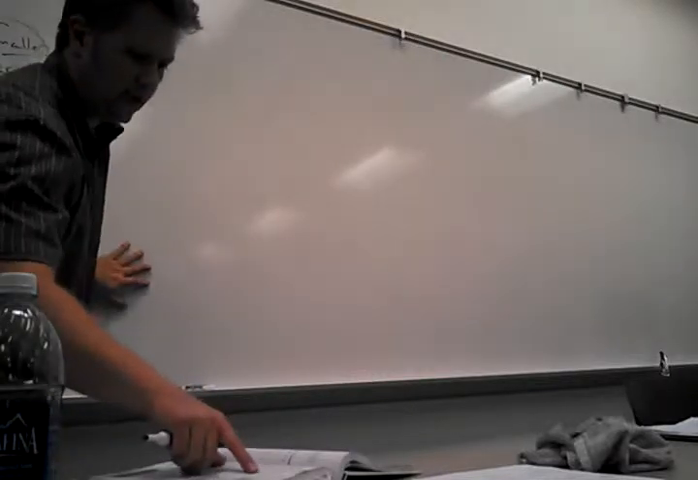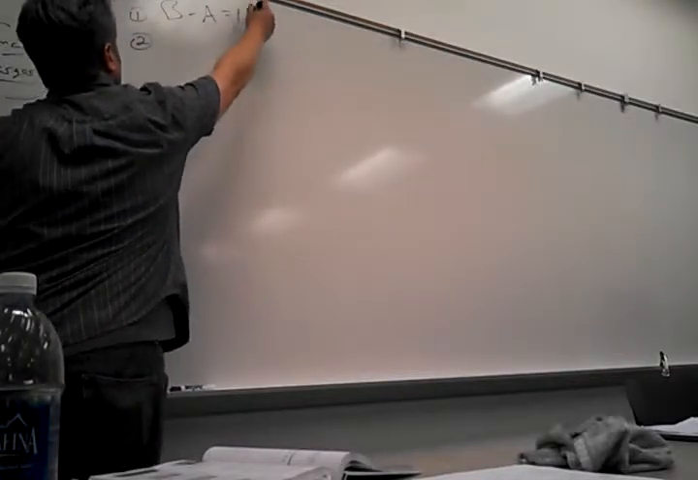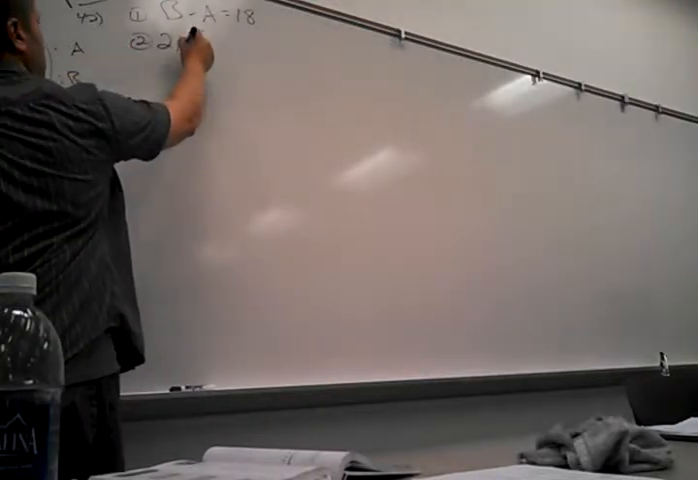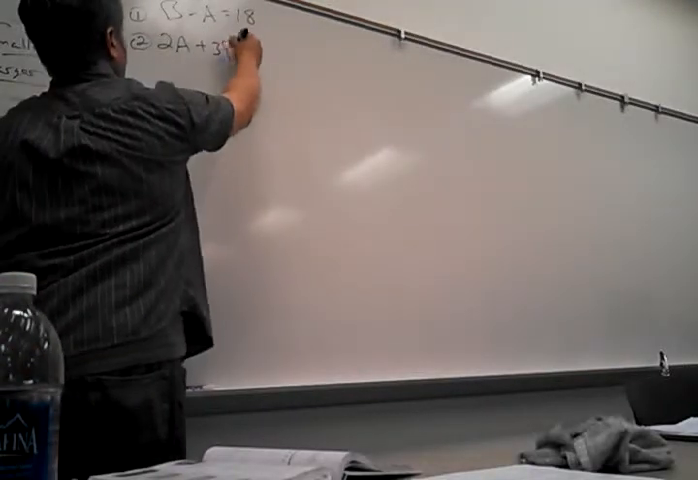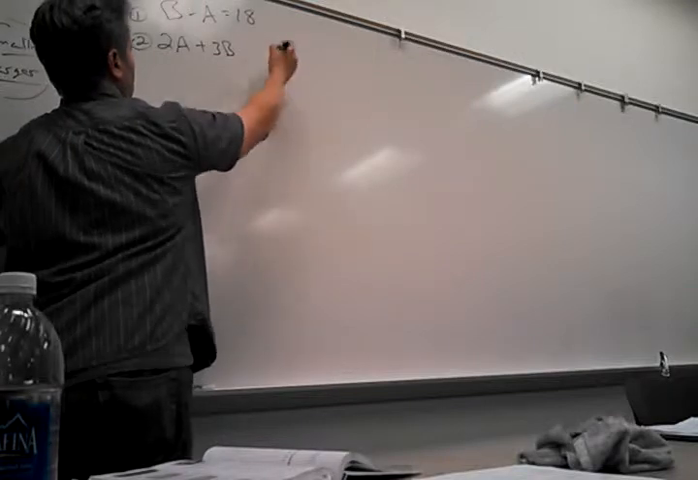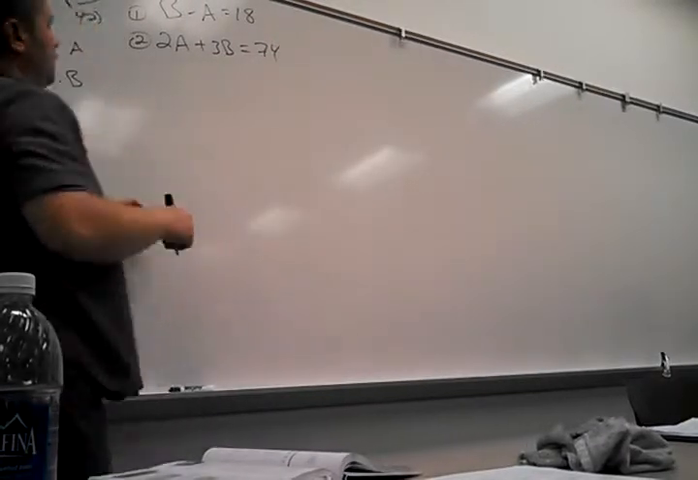So B minus A. Why did I have to be very careful here? Because the next thing they say references larger and smaller. I better know which one is which. So the first equation must be B minus A is 18. And then what's the second equation? It says twice the smaller plus 3 times the larger is 74. So twice the smaller, how do you say that? 2A. Good. Twice the smaller plus 3 times the larger, 3B, equals 74. Cool.